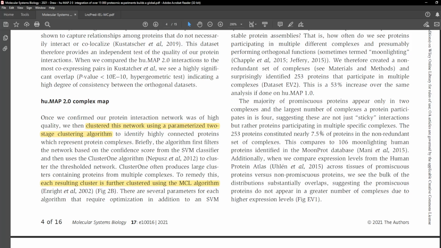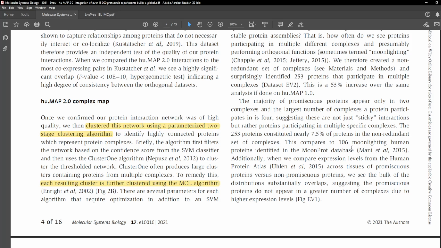This is a 53% increase over the same analysis if done on Hu.MAP 1.0. The majority of promiscuous proteins appear only in 2 complexes, and the largest number of complexes a protein participates in is 4, suggesting these are not just sticky interactions but rather proteins participating in multiple specific complexes. The 253 proteins constituted nearly 7.5% of proteins in the non-redundant set of complexes. This compares to 106 moonlighting human proteins identified in the MoonProt database, Mani et al., 2015.